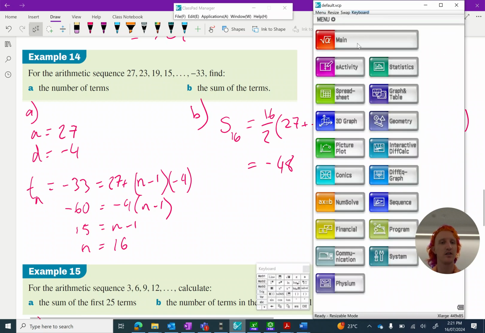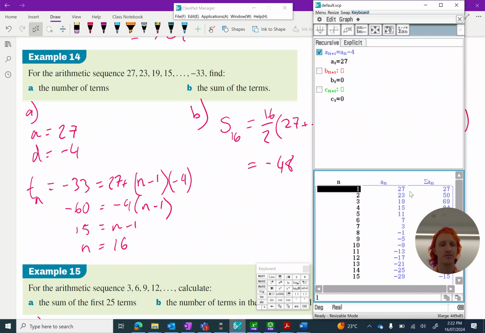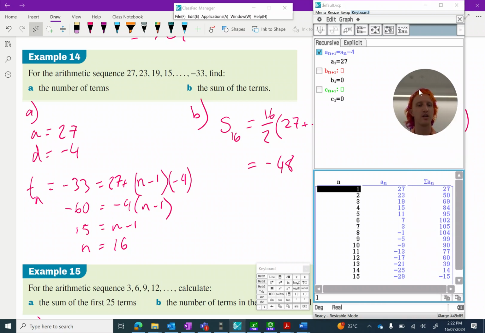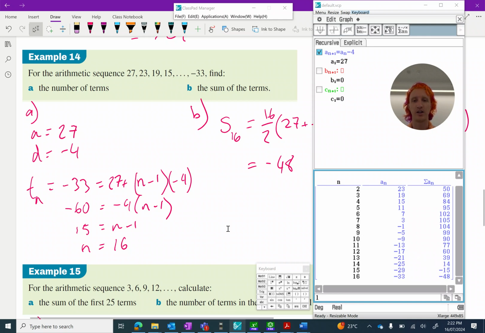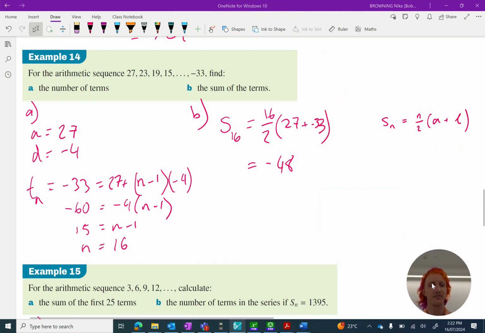I did it earlier, so it might still be up. So a(n) with a1 being 27. I believe I've already set it up. So we can see in this one, behind my beautiful face, the last term was negative 33, first term was 27, and the sum of 16 terms was negative 48. So that's correct. All right, next.